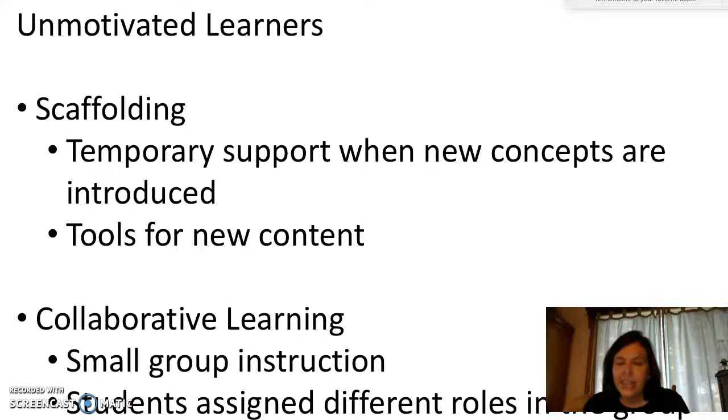A second strategy, collaborative learning, is when we have small group instruction and students are assigned to different roles of the group, in hopes that the unmotivated learner would take responsibility and become engaged in the small group learning, when they may not if they're learning independently or in a large group.